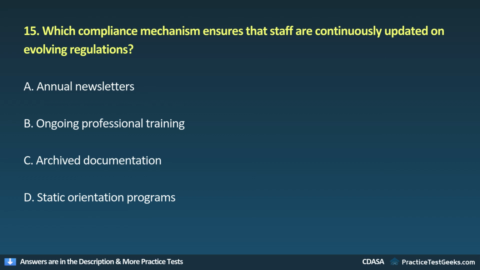15. Which compliance mechanism ensures that staff are continuously updated on evolving regulations? A. Annual newsletters. B. Ongoing professional training. C. Archive documentation. D. Static orientation programs.